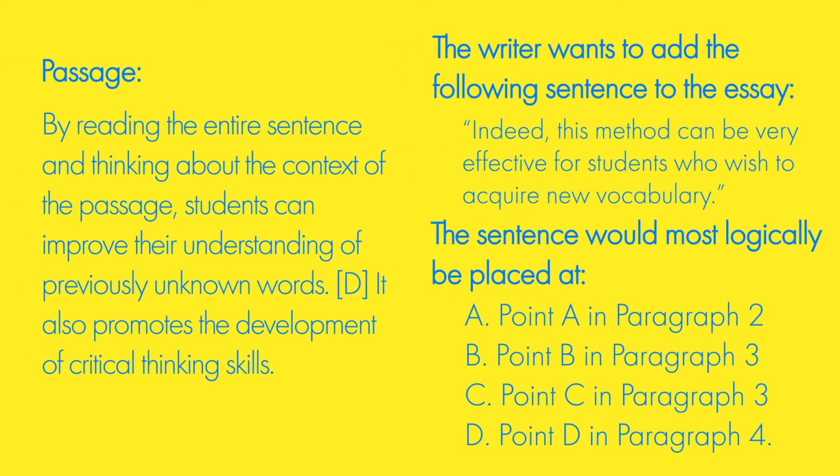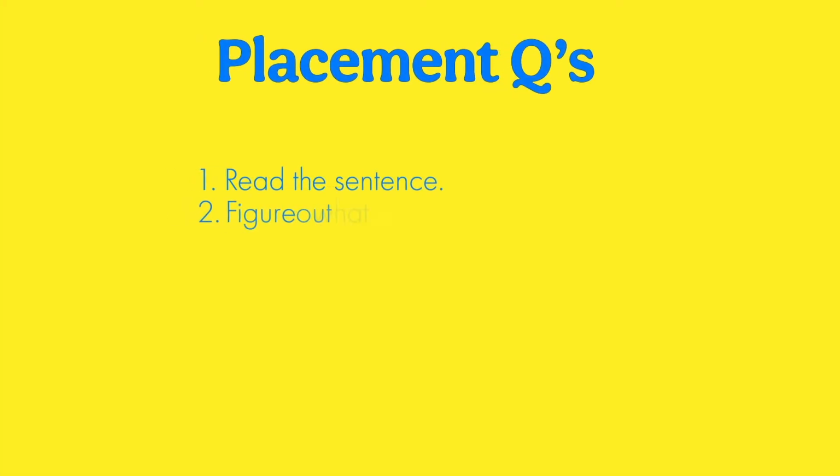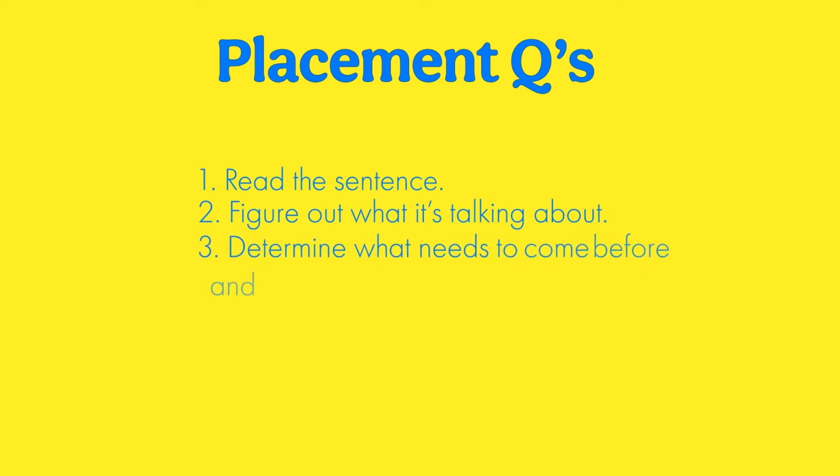Well, what we want to do is read the sentence that we're placing and then decide what needs to be talked about right before then. Like, what does this passage need to be talking about in order for the sentence to go there? Then what we do is we go to the different places that are listed and see what's being talked about around it and if it fits in. So you want to read the sentence, figure out what it's talking about and what needs to go before and after it, and then find the section of text where that happens.